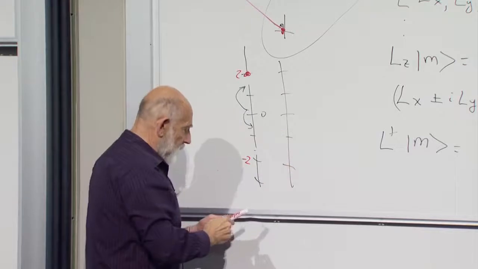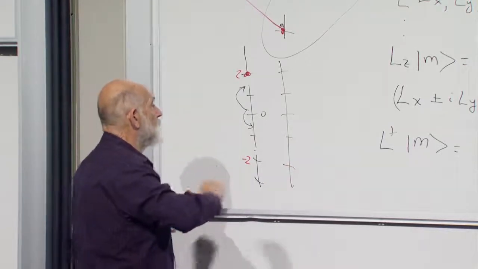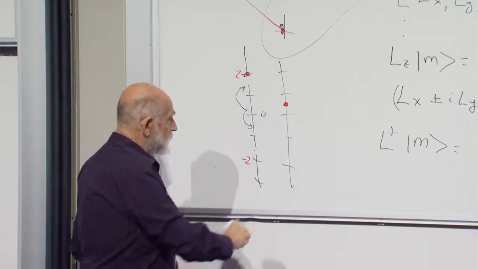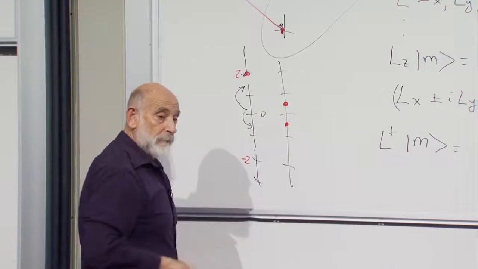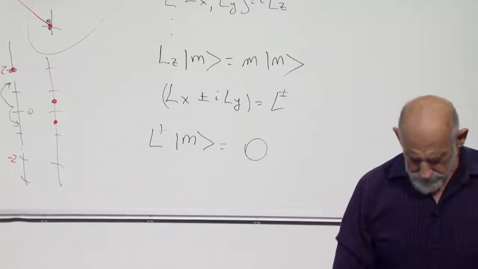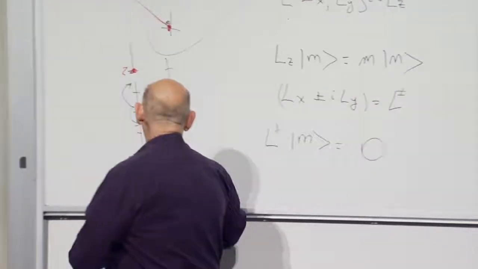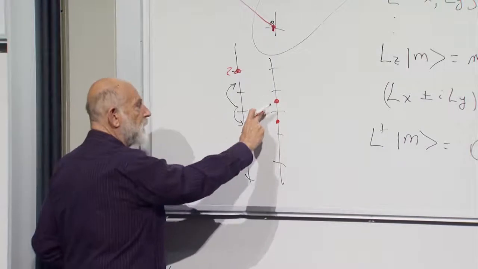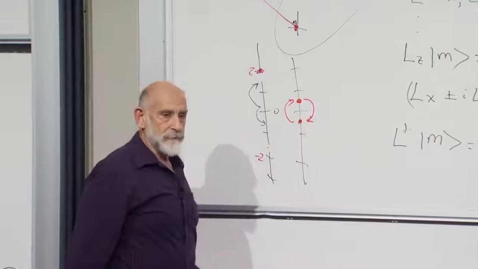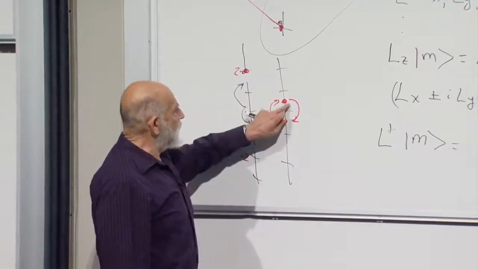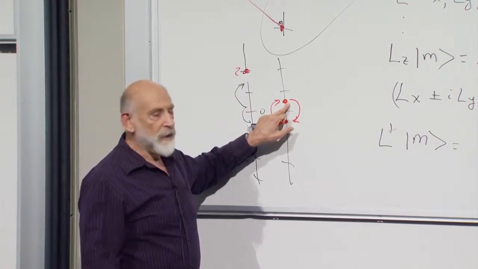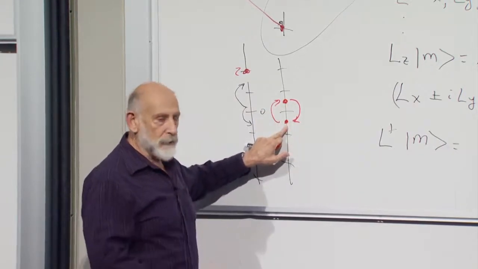For example, the simplest case would be that the spectrum ends at a half and ends in the other direction at minus a half. That's still separated by an integer. In that case, L+ would take you from the lower state to the upper state. L- would take you from the upper state to the lower state. But what would happen if L+ hit the upper state? It would give 0. If L- hits the lower state, it would give 0.